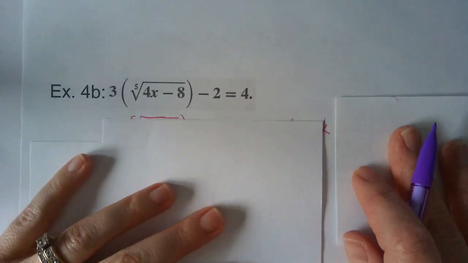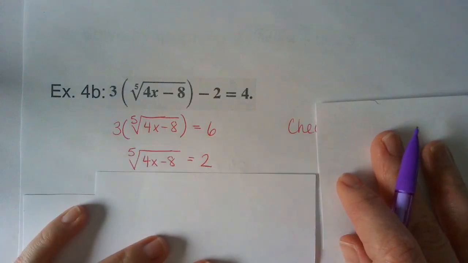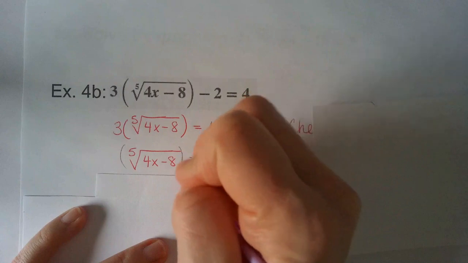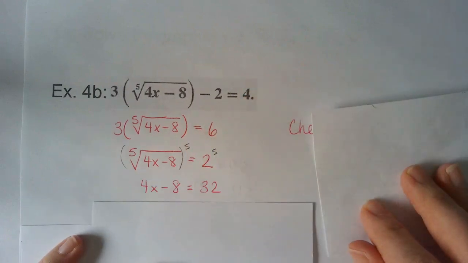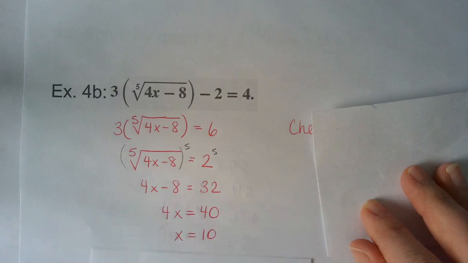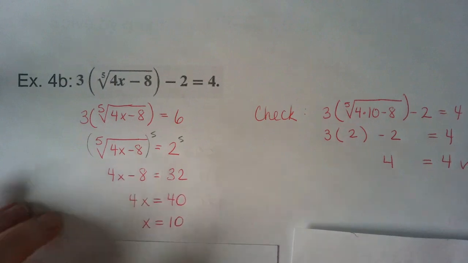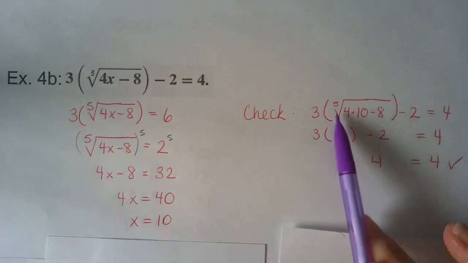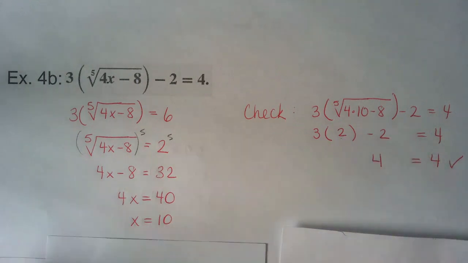So on the next question, you would want to add 2 first and then divide by 3. Now you're going to take it to a power of 5. So I have 4x minus 8 to the 32, and then add 8 and divide by 4. Checking that answer, it does end up checking, so you should put it in here. This would have given you 2. 3 times 2 is 6. 6 minus 2 is 4.